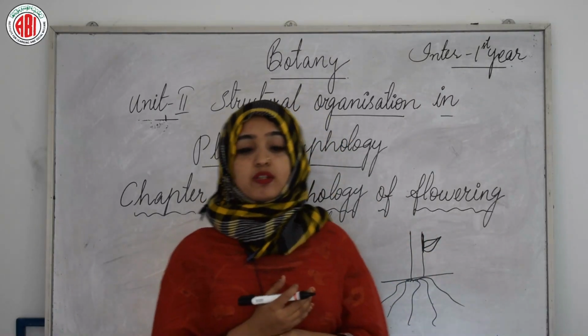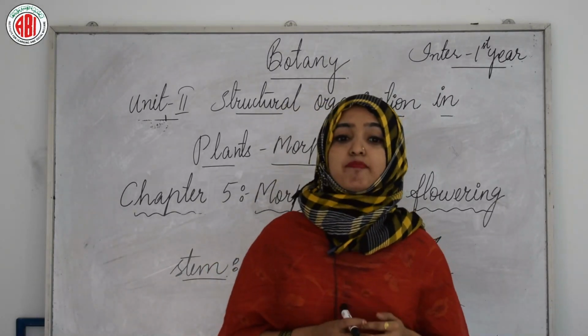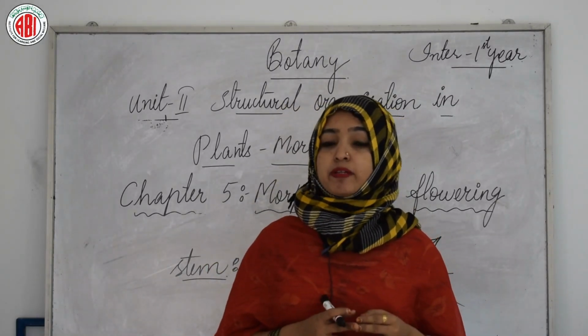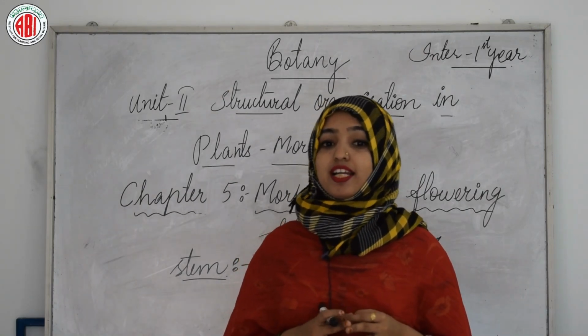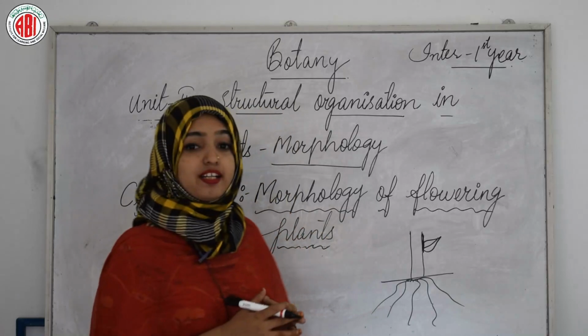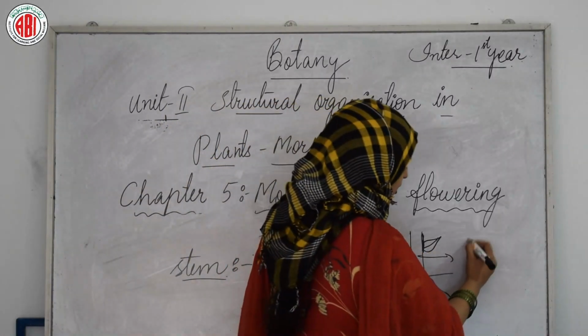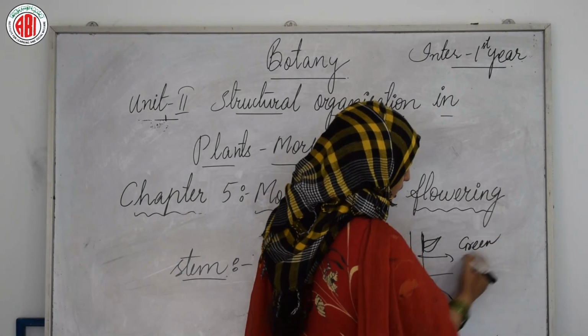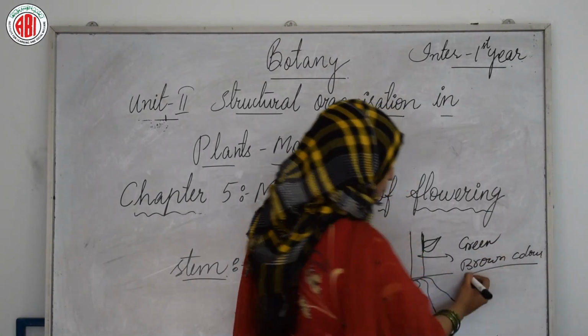And coming to the internodes, they are the portions between two nodes, and the stem bears buds which may be terminal or axillary. The stem is generally green when young and later often becomes woody and dark brown. So initially the stem is always green in color, and later on it changes to dark brown color and becomes woody.